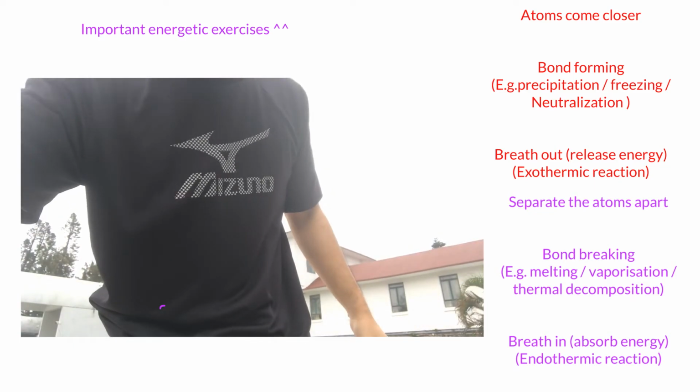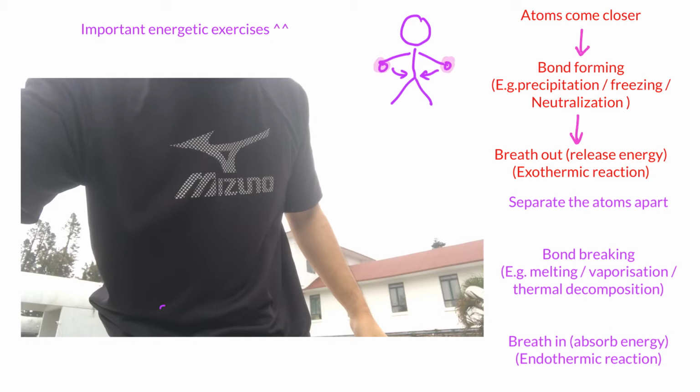So when you have the hands, try to have two atoms. Imagine these are the atoms. When atoms come close to each other, that means you're bond forming. You're forming some bonding in between the atoms. Naturally, when you do this exercise, you have to breathe out. Imagine the air is part of the energy. So breathing out means releasing energy. That will be an exothermic reaction. It just helps you to memorize better.